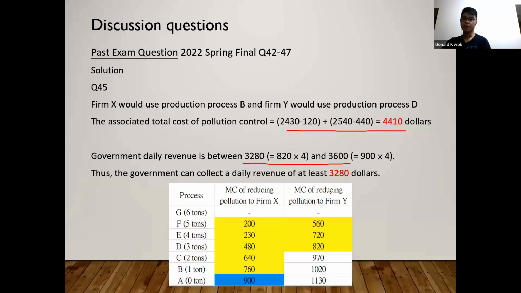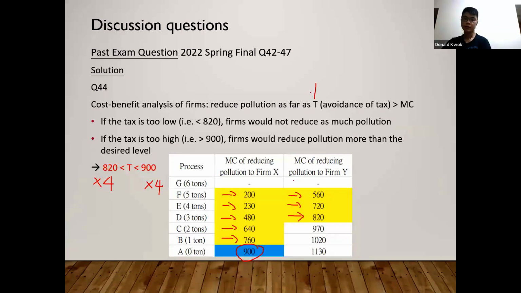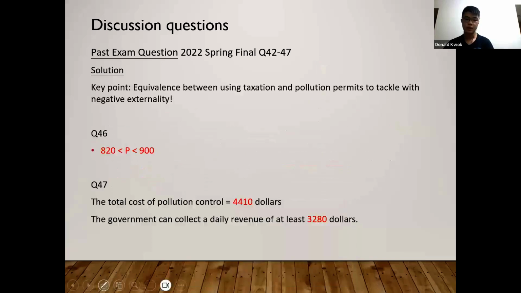So actually, if we change everything about tax in question 44 and 45 to the permit price for permit, it is automatically the explanation to question 46 and 47, because we need to recognize the equivalence of using tax and pollution permit to tackle the problem of negative externality. So this is the key point that we need to recognize. And this is why, without any calculation, we can complete question 46 and 47 afterwards. The range of the permit price P is between 820 and 900, and the same total cost of pollution control and daily government revenue.